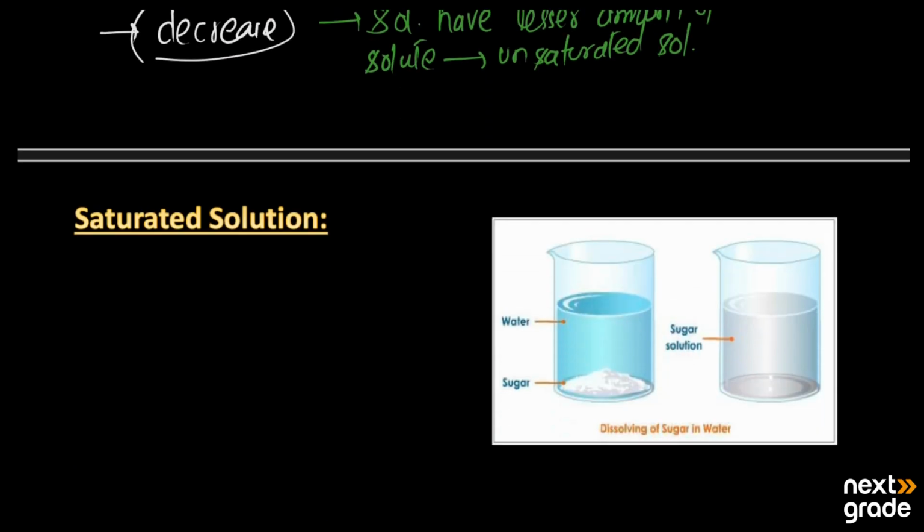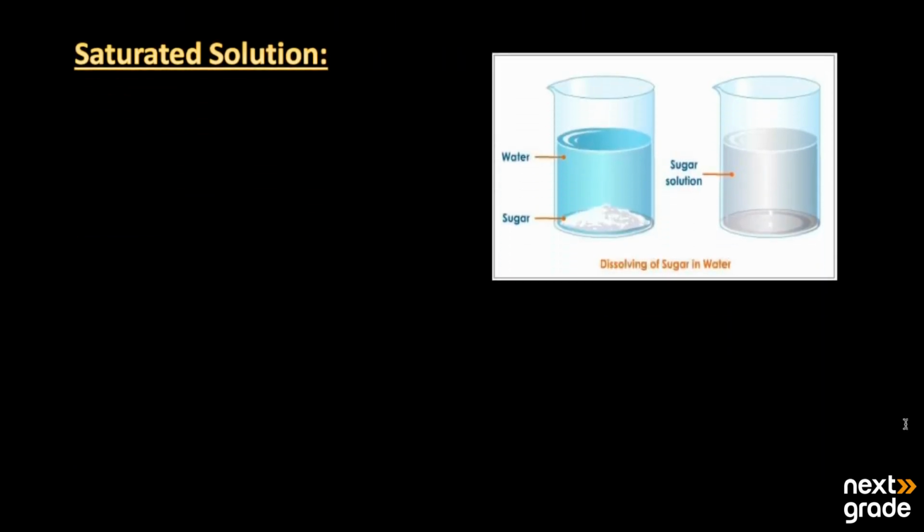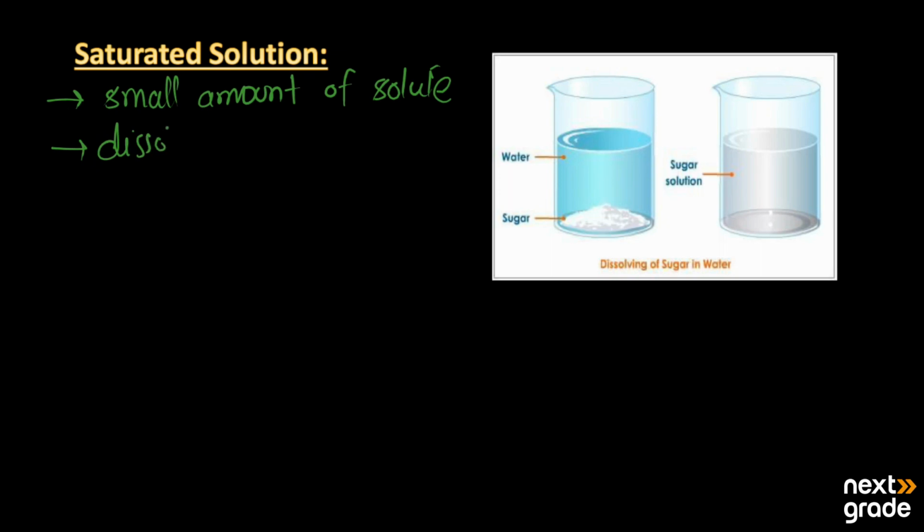Next we have the second form of the solution, known as the saturated solution. Now how can we prepare the saturated solution? For example, when we add a small amount of solute to any solvent, or we can say to water, the solute gets dissolved easily. When the solute gets dissolved easily, it means that the solution has the capacity to dissolve more solute.